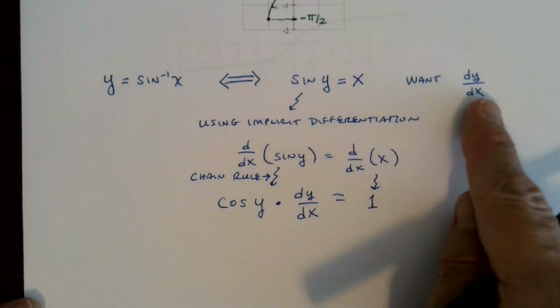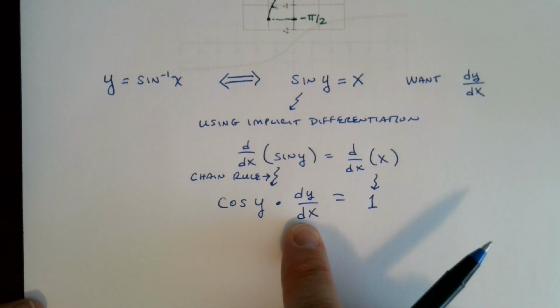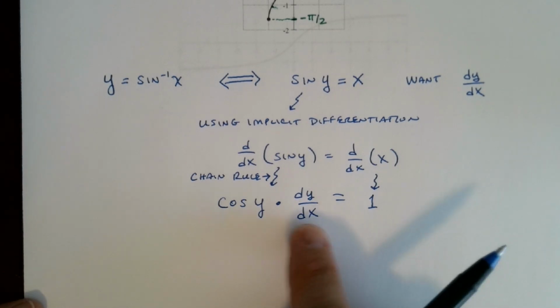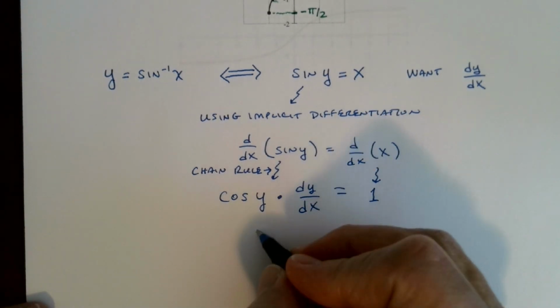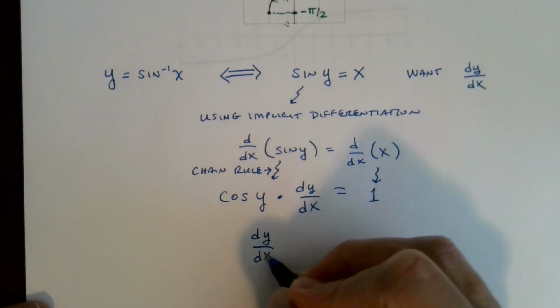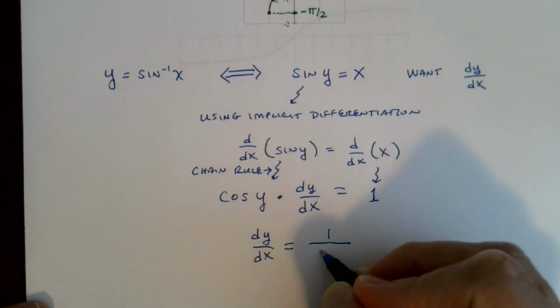There it is. We want dy dx. There it is. I found it. Can we solve for it? Yeah, I need to divide by cosine of y. I get 1 divided by cosine of y.